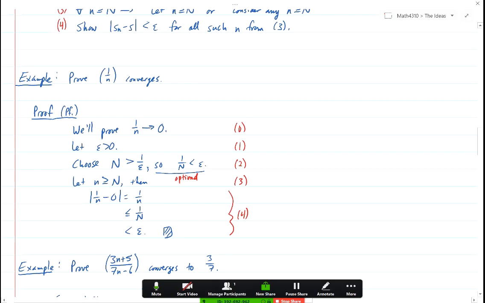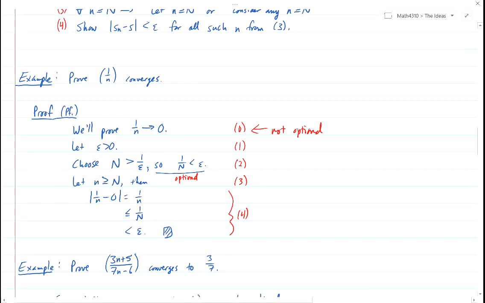So the first thing I have to do, I cannot skip. This is not optional here. I have to provide some candidate for the limit, S. So I'm just going to state to the reader, we will prove that 1 over n converges to 0. That's how you read that statement in English. Now I say, let epsilon be greater than 0. There's my first step. Now I have to say, how do I choose a capital N?